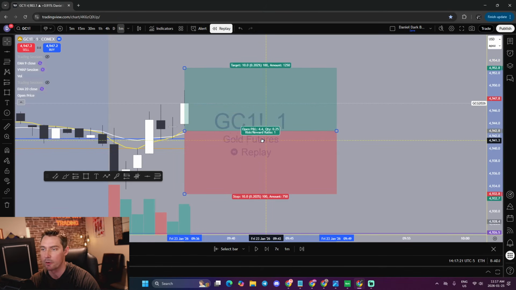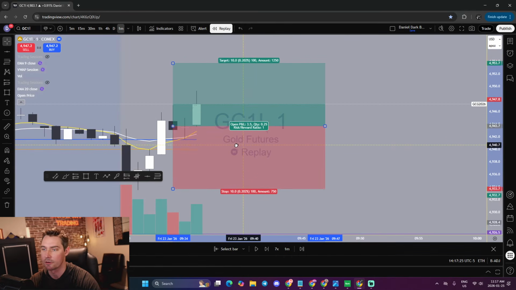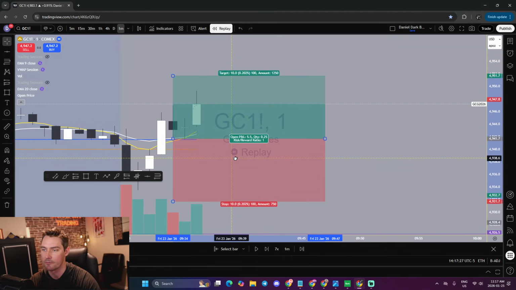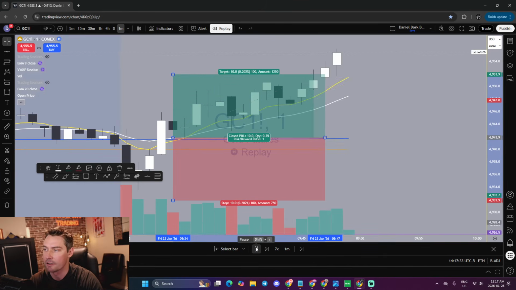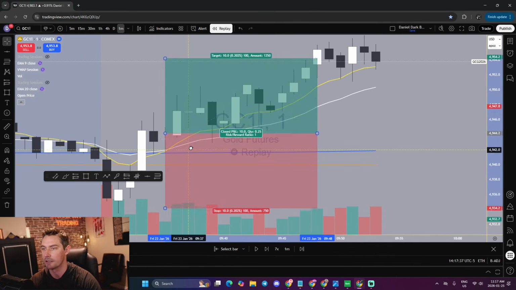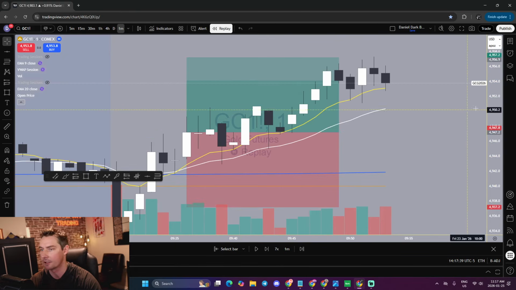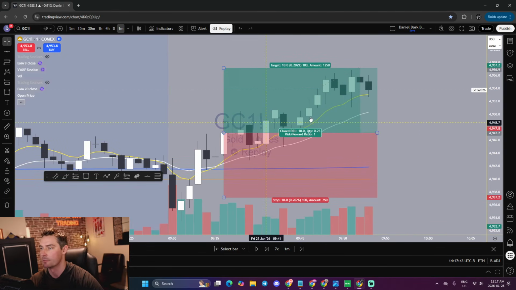So let's see how it would have played out if we would have just done a market order. Even though this was our actual trade entry right here, if we go forward and let price play out a little bit, you can see that regardless of where we got in, whether it be here or if we took that secondary read, it would have played out quite nicely in our favor for a beautiful 10-point move.